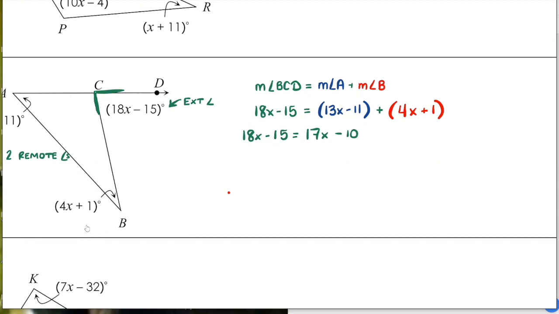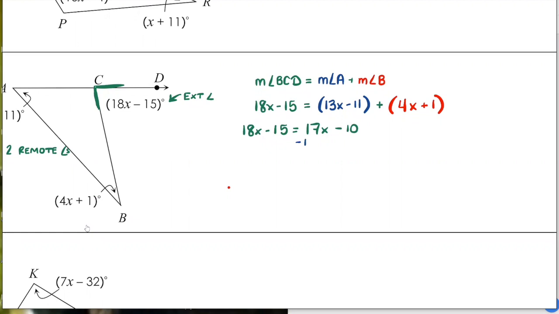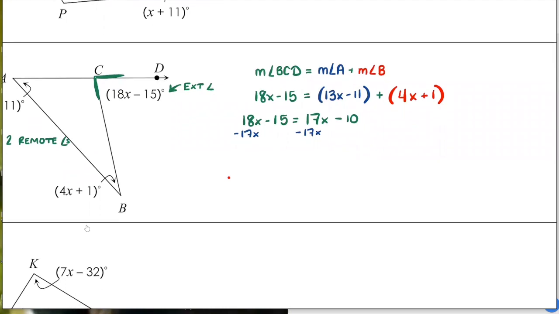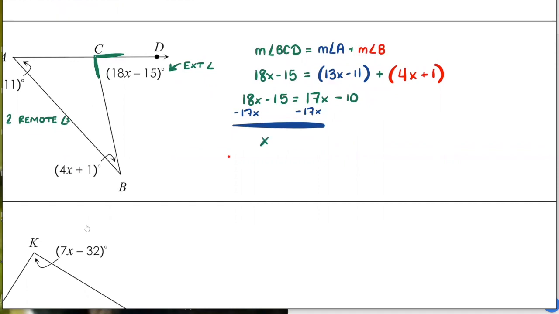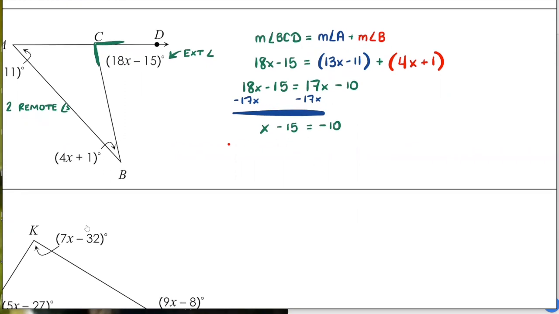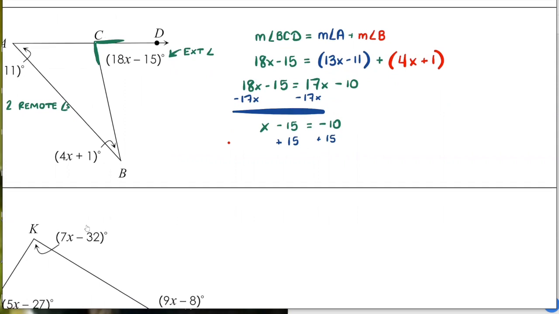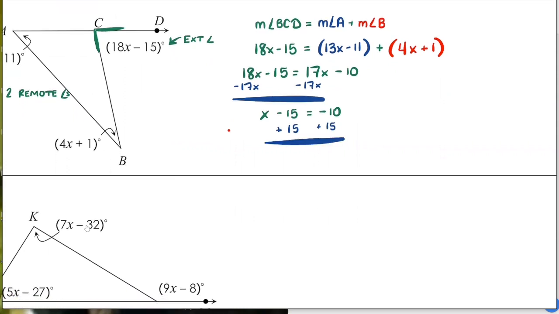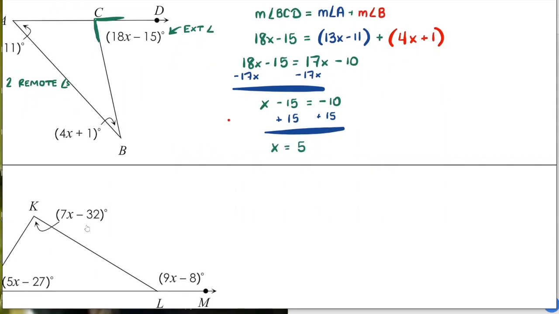Anything else we can do on the right? Nope, so we got to start isolating our variable. What do you want to do first? I'm going to subtract 17x, but all the things you guys said was not wrong. So I get x minus 15 equals negative 10. Now we can do what you wanted to. Add the 15. So x equals 5.